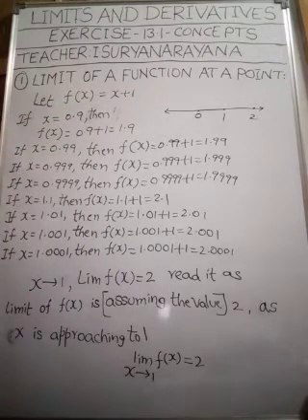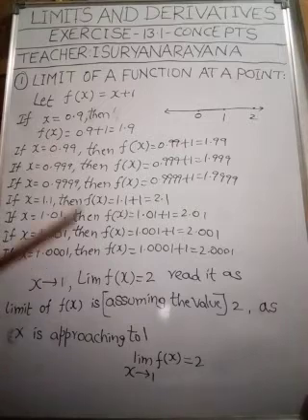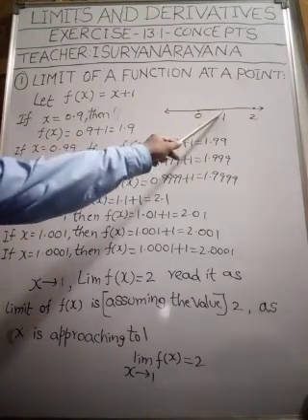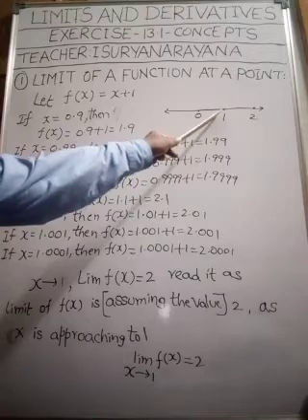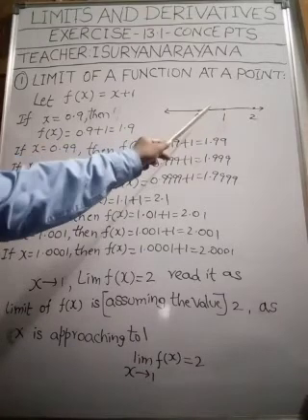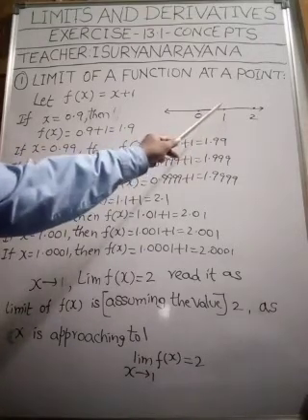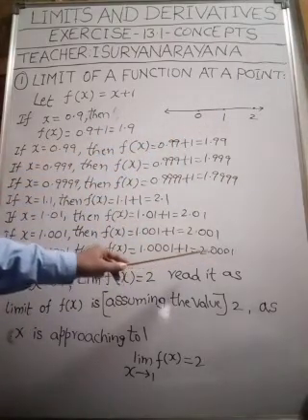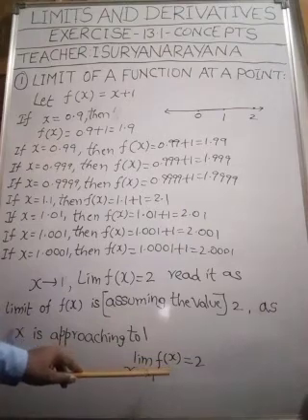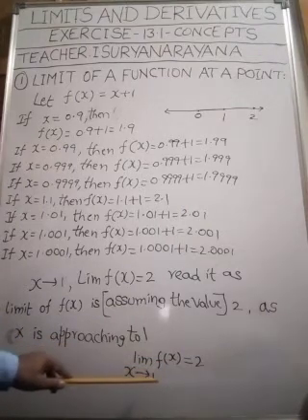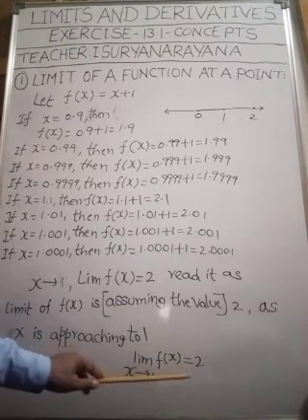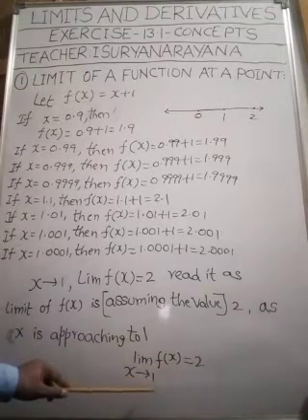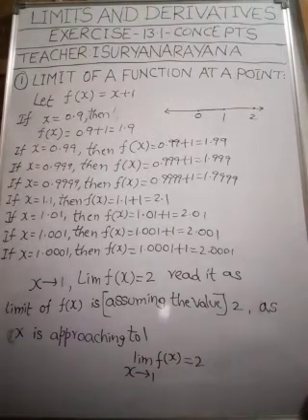Okay, my children. So here the values of x are taken very close to 1 from the left side and from the right side. If you observe, all the values are very close to the number 2. That is why we say that as x tends to 1, limit of f of x is equal to 2. Understood this point, my dear children?